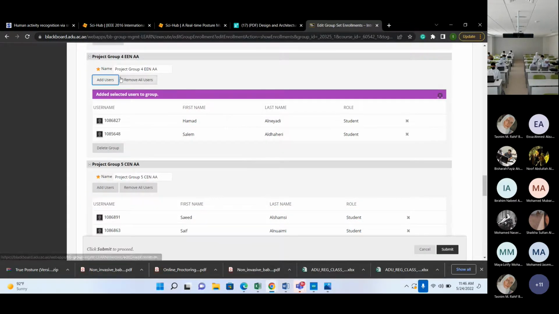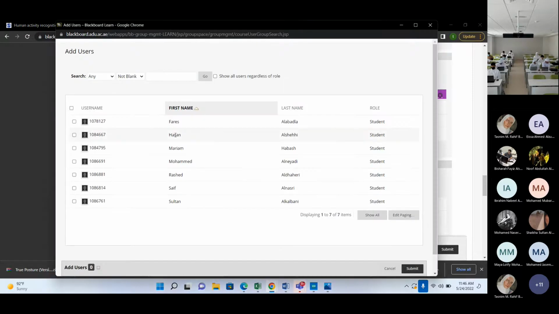Now, guys, there are still a lot of people who have not been added to any of the groups: Faris Al-Abdullah, Hassan Shahi, Rashid Al-Dahri, Muhammad Al-Niyadi, Saif Al-Nasri, and Sultan Al-Kalbani. So if you know any of them, please ask them to contact me. If you know anyone who's... Yes.